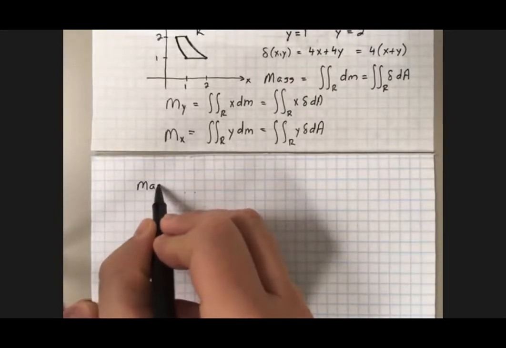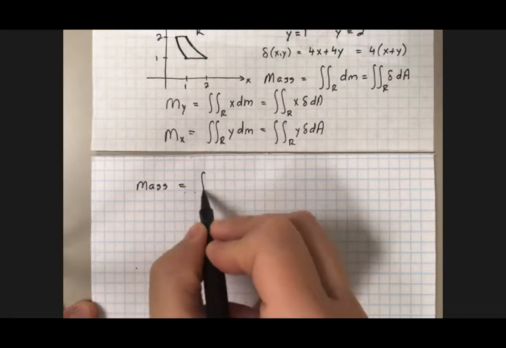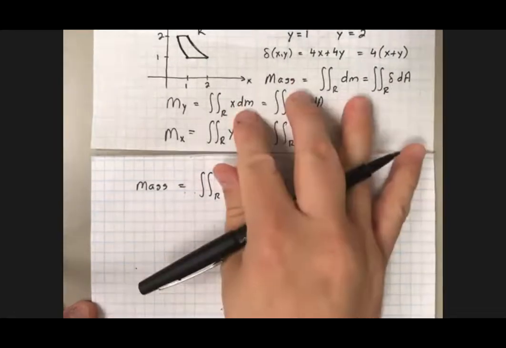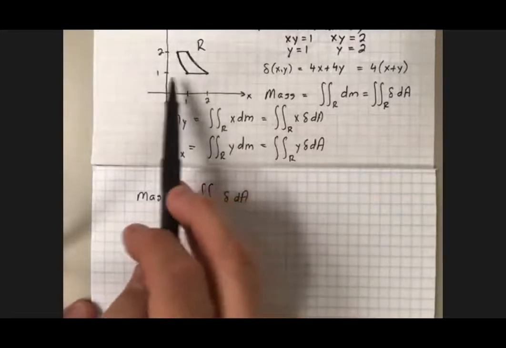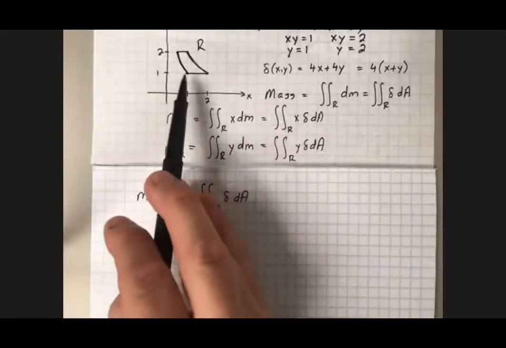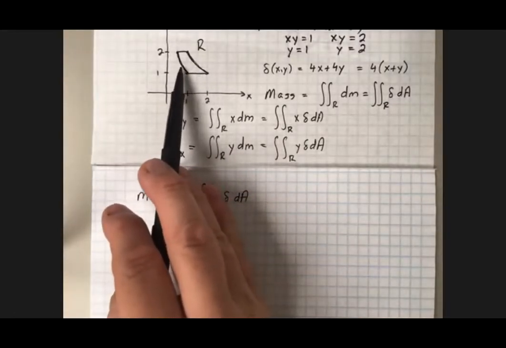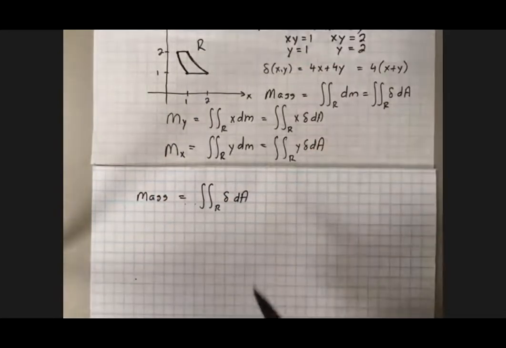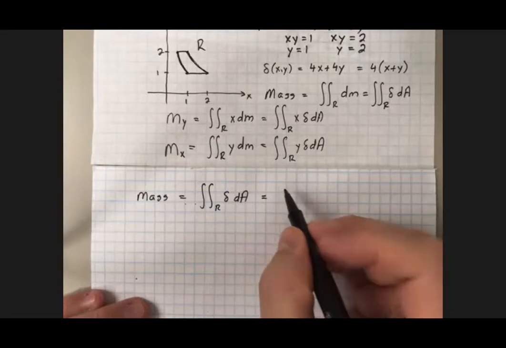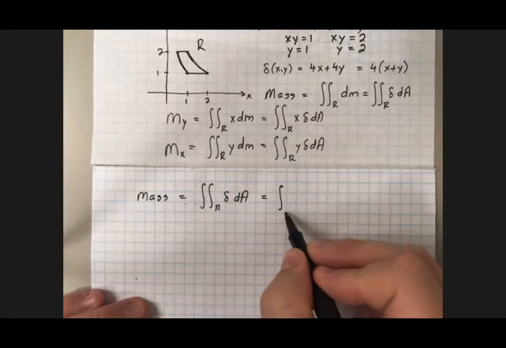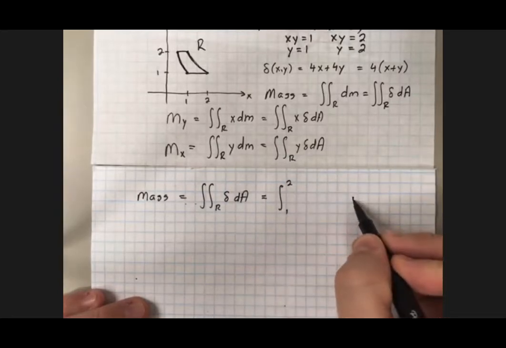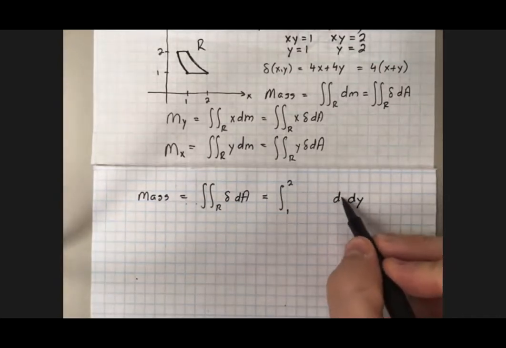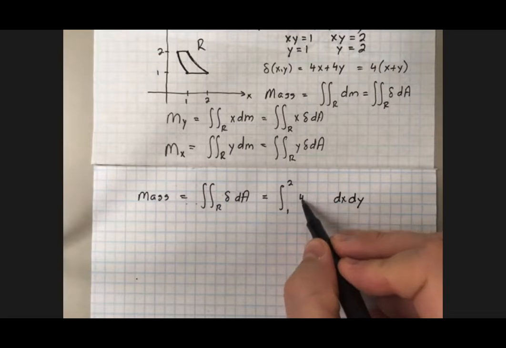So here we go. The mass is the integral over R of delta dA. Well, now I'm going to have to choose how I want to describe this thing. And even though these curves are irregular on the left and right, I do have it nicely blocked off on the y-axis from 1 to 2. So I don't think rectangular coordinates are going to be bad. Let's at least give it a shot. Let's integrate from 1 to 2 for y, and then let's integrate with respect to x. And we're integrating 4 times (x plus y).